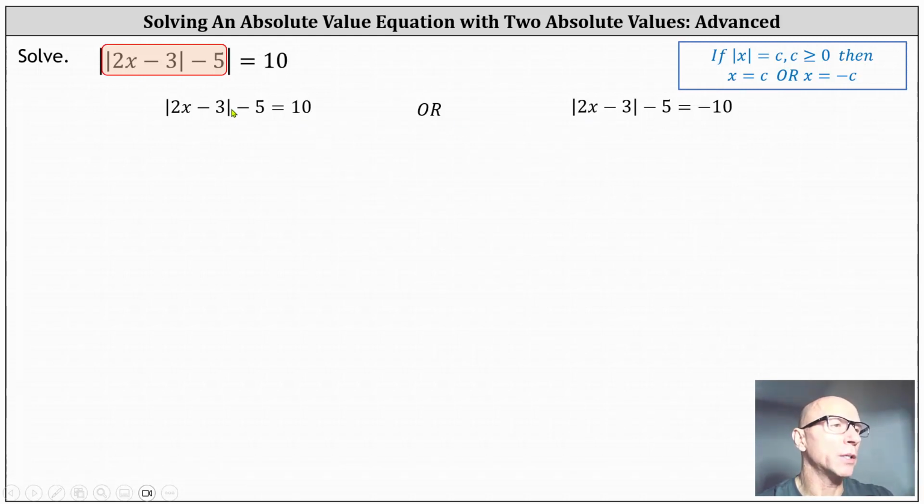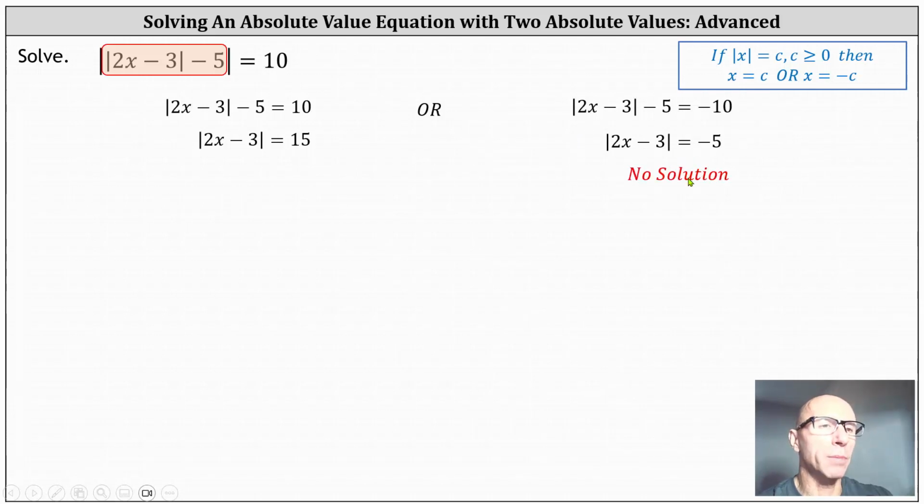Starting on the left, to isolate the absolute value, we add 5 to both sides, which gives us the absolute value of the quantity 2x minus 3 equals 15. And then on the right, we add 5 to both sides to isolate the absolute value, which now gives us the absolute value of the quantity 2x minus 3 equals negative 5. Now we should recognize something here. An absolute value is always non-negative. It's never going to equal negative 5, and therefore we don't get any solutions from this equation. It doesn't mean there's no solution to the original equation. It just means you don't get solutions from this part.